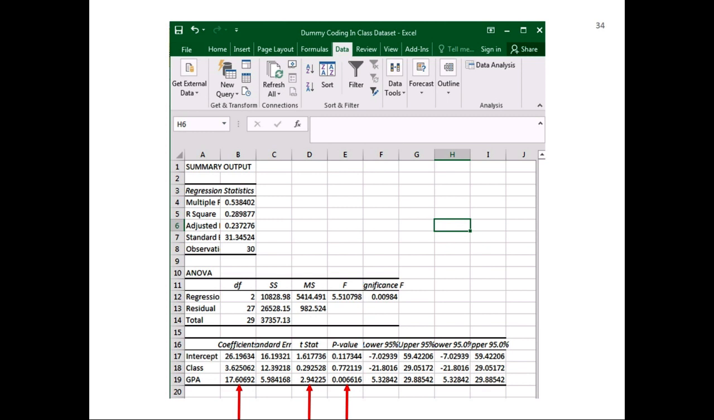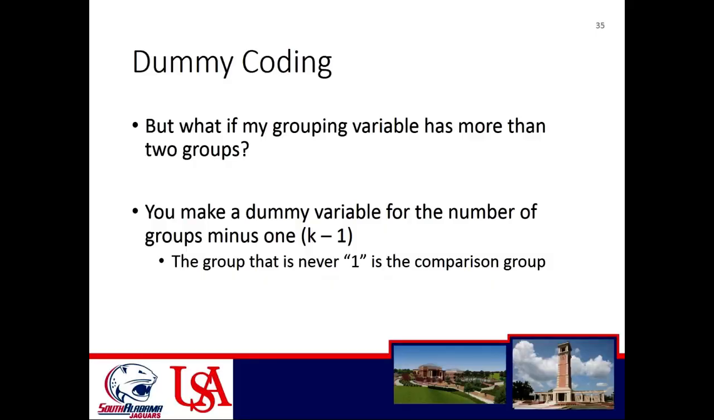We just went over what dummy-coded regression looks like when you have a categorical variable with only two groups. But you might be asking, what if my grouping variable has more than two groups? What if I'm looking at something with 3 groups, 4 groups, 5 groups? We can go ahead and cover that. The process is very, very similar.